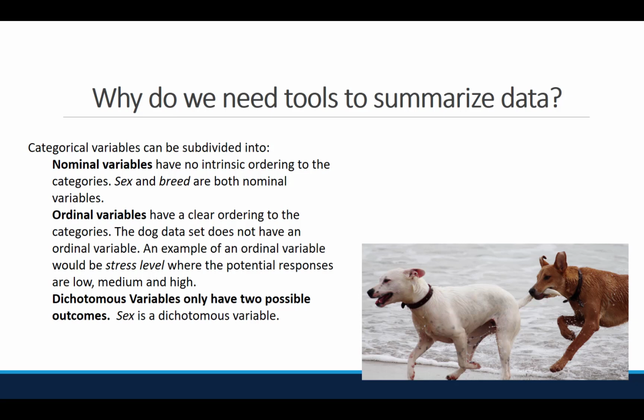Nominal variables have no intrinsic ordering to the categories. Sex and breed are both nominal variables. Ordinal variables have a clear ordering to the categories. The dog data set does not have an ordinal variable. An example of an ordinal variable would be stress level, where the potential responses are low, medium, and high. Dichotomous variables only have two possible outcomes. Sex is a dichotomous variable.